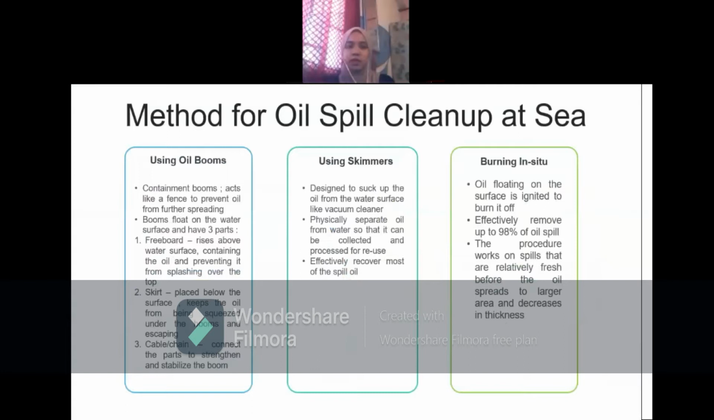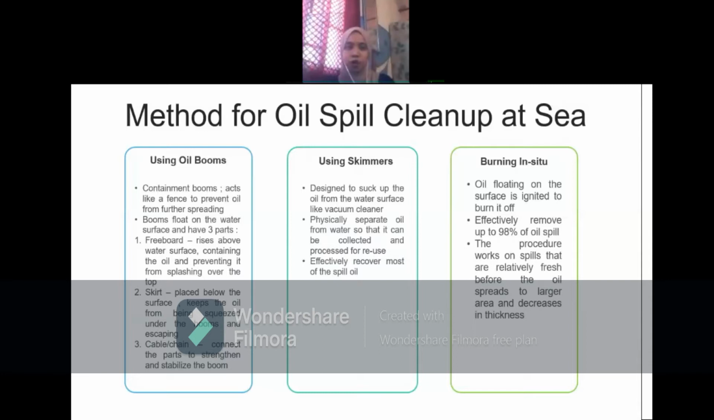So first is by using the oil booms. So the use of oil boom is a very simple and popular method for controlling oil spill. Equipment called containment boom acts like a fence to prevent the oil from further spreading. Boom float on the water surface and have three parts.